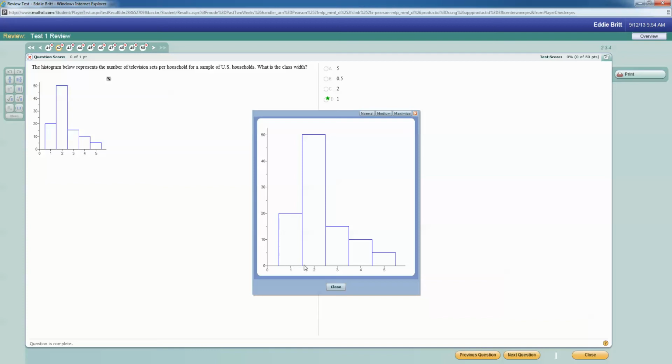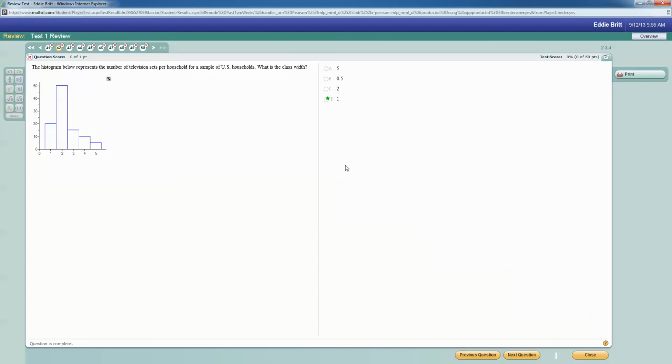So that's still just 1 unit total. Each one of these is 1 unit. First class is from 0.5 to 1.5, and then the next class is 1.5 to 2.5, and so on and so forth. So the class width is just 1 on all of those.